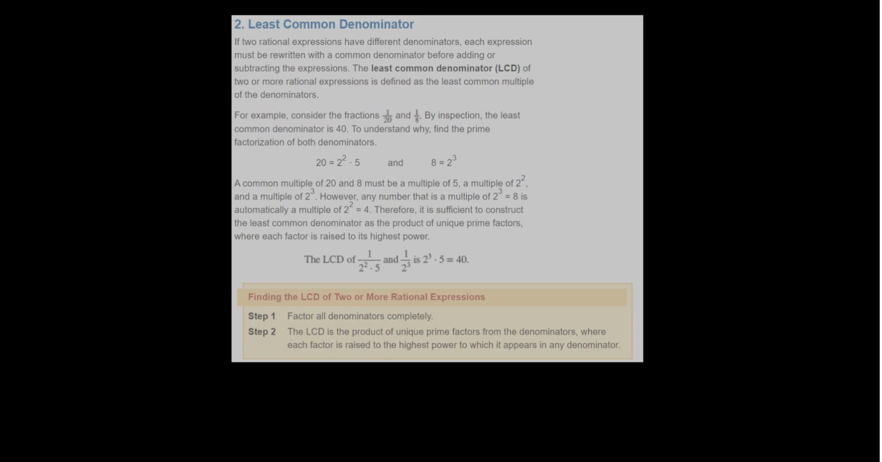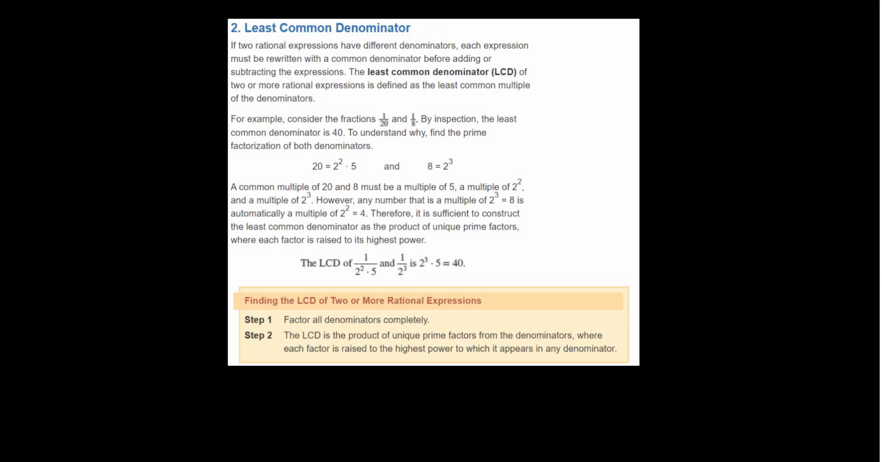All right, so we're gonna talk about the least common denominator here. All right, so when we have the least common denominator, it's the smallest number that both numbers can go into, if that makes sense, right?